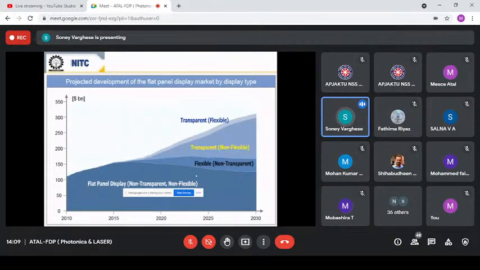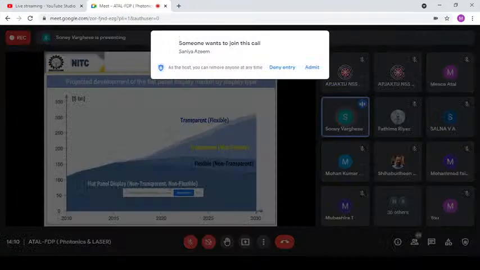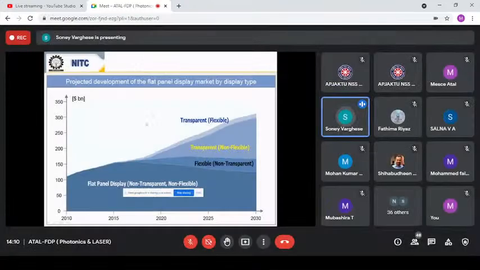And if you look, you can see a little bit of what is happening nowadays. This is the projected development of the flat panel display market by display type. So you can see that we have flexible display devices, I think recently introduced. Then we have the flat panel that was introduced long back, with the transparent and non-flexible systems, right?